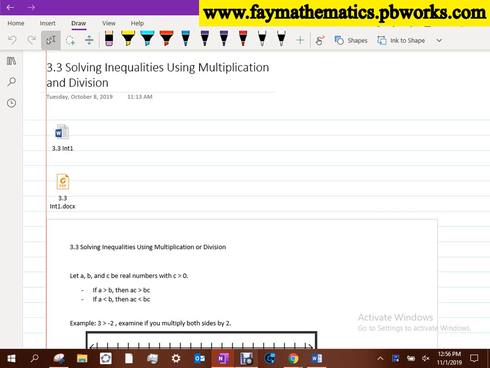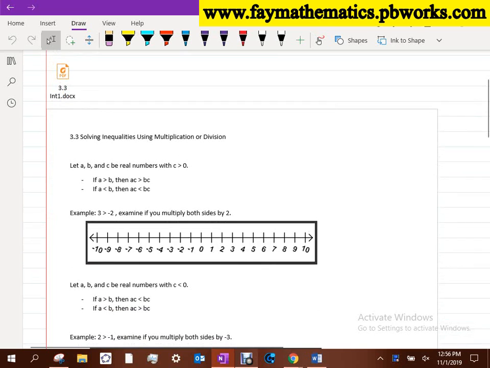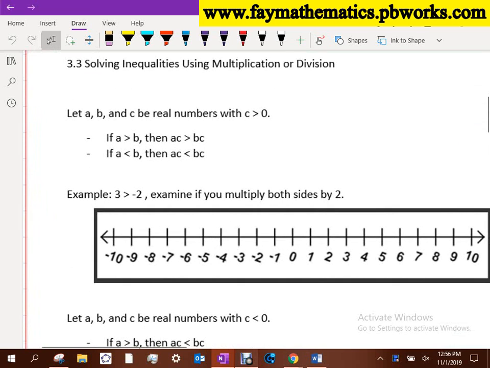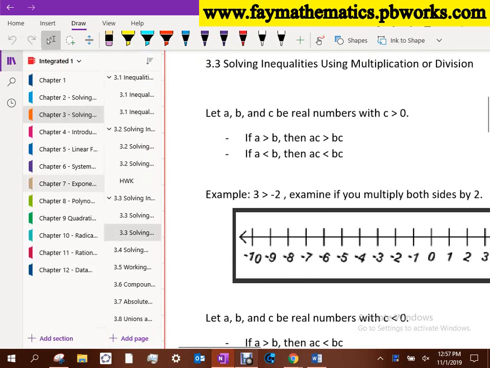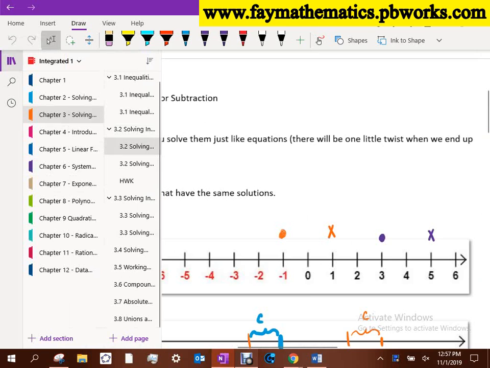Today we are solving these inequalities using division and multiplication. You guys remember yesterday we did this kind of thing where we put these two dots on here, and then we added something to both those values, and then saw if the relationship between the x's was the same as the relationship between the dots. I want to do the same thing here.